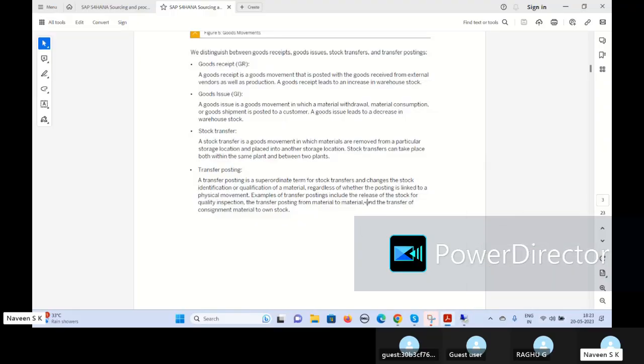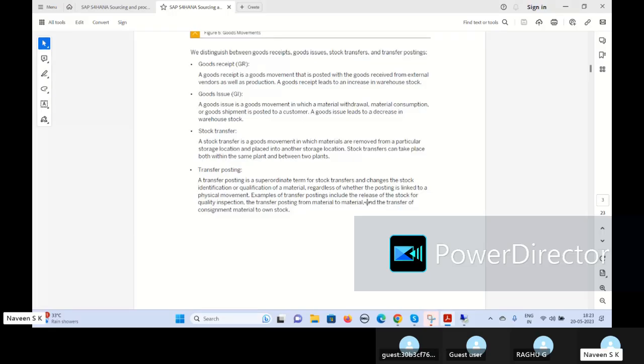Chemical A and chemical B will make a chemical C. At that time the stock will move from the location of chemical A and the location of chemical B, and it will go to the location of chemical C. So that is stock transfer, it's not transfer posting, right? No, not that.